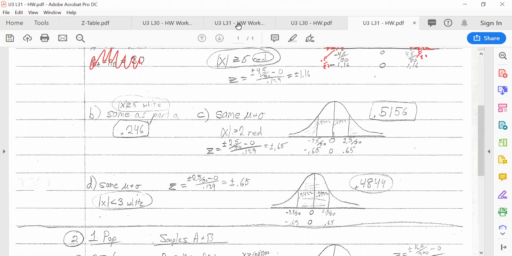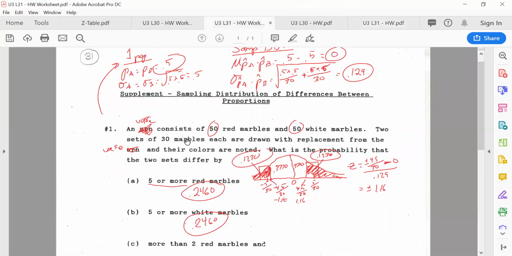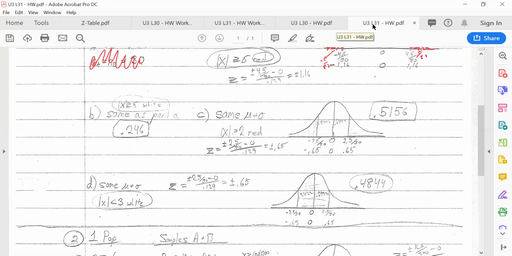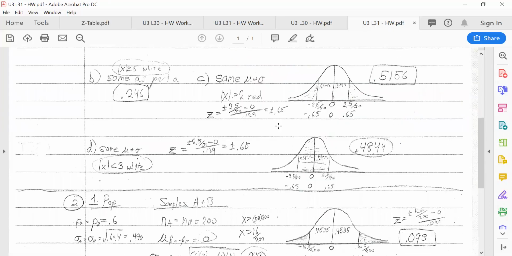Let's go back to the homework here. Part C says more than 2 red marbles. The difference is more than 2 red marbles. That could also be in either direction. So how do you do more than 2? You guessed it. You start at 2.5 over 30 and shade to the right. And you start at negative 2.5 over 30 and shade to the left because you do not want to include 2.